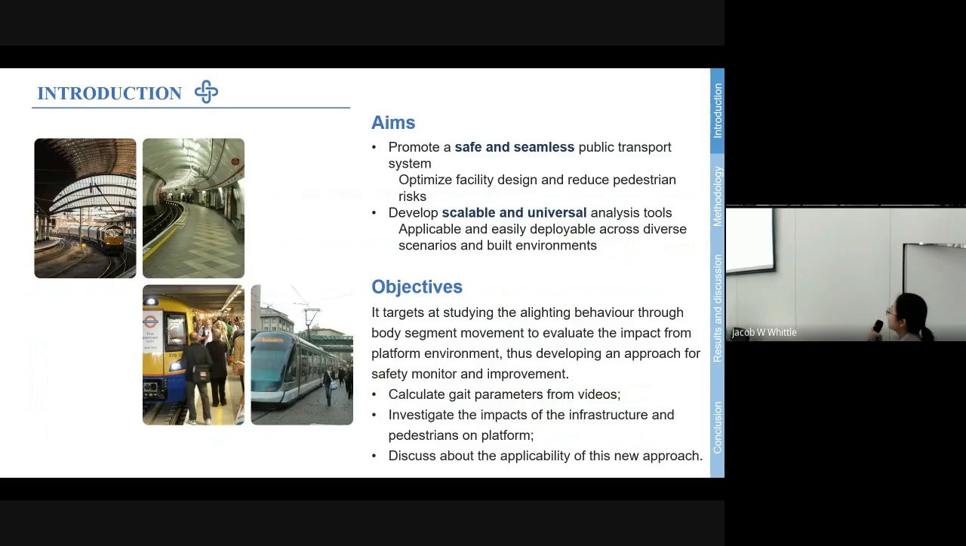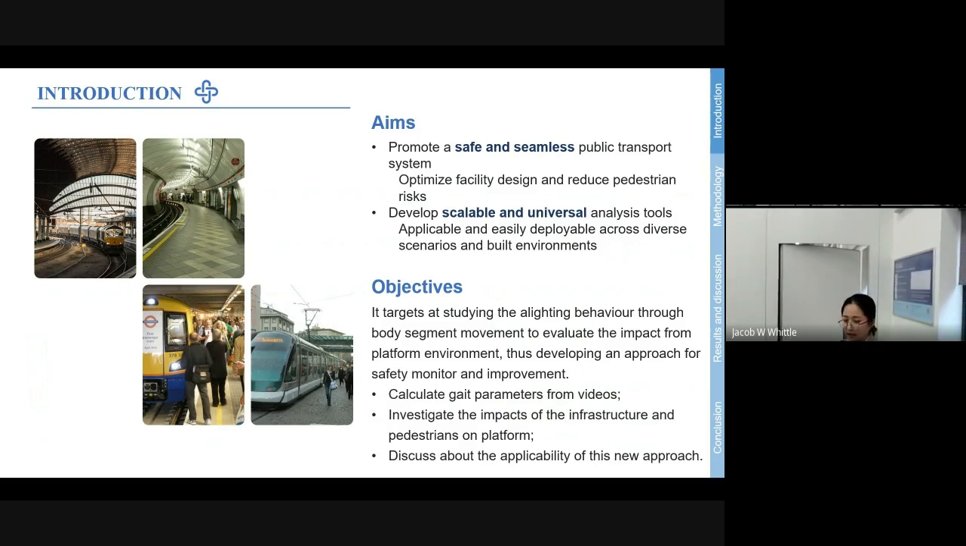Okay, so the aim of the whole project is to promote a safe and seamless public transport system by optimizing the facility design and reducing pedestrian risks. The final outcome is to develop a scalable and universal analysis tool that is applicable and easily deployable across diverse scenarios and built environments.